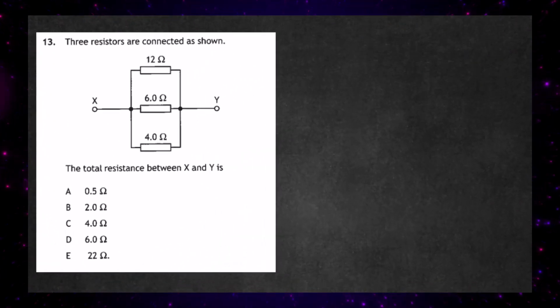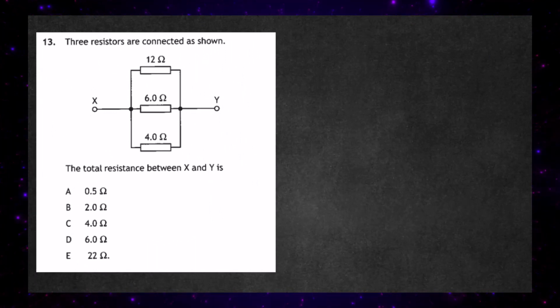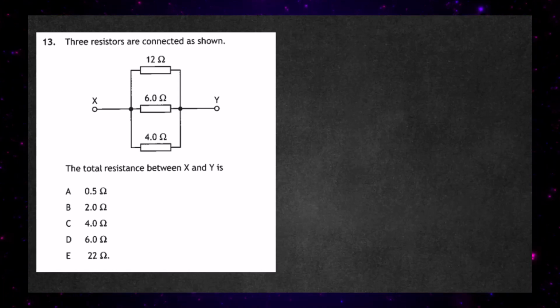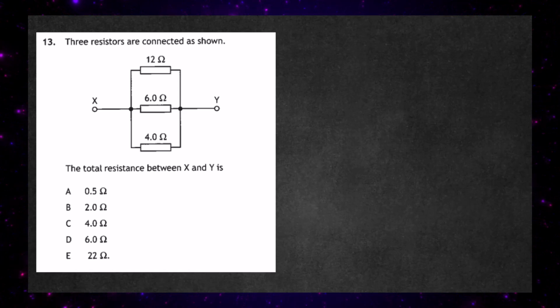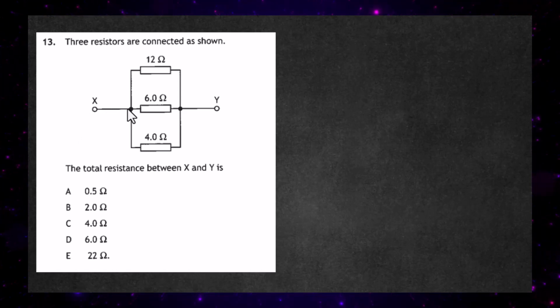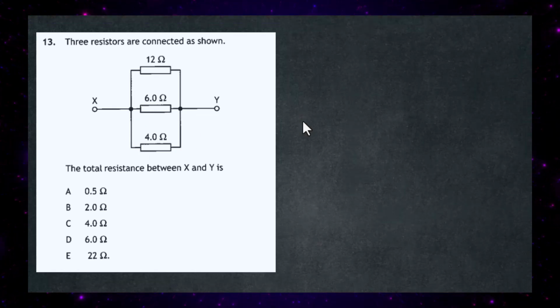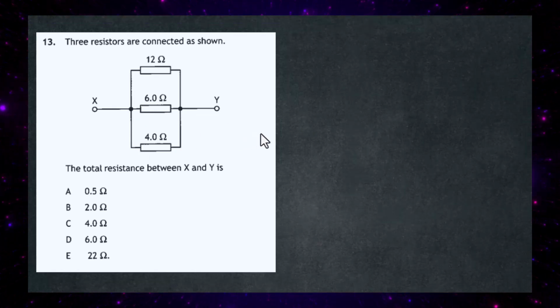Question 13 from section 1 of the 2024 National 5 Physics exam from the SQA. 3 resistors are connected as shown. The total resistance between X and Y is, and we're given our 5 responses. Now the 3 resistors are connected in parallel. How do we know? Well, if we've got current coming in here, the current is split up 3 ways, and if the current splits up 3 ways here, they must be in parallel. Current goes along this direction, and along this direction. So we can say quite happily that we've got parallel resistors here.